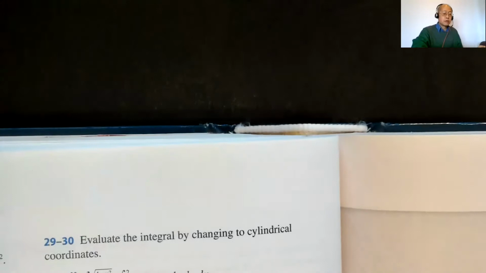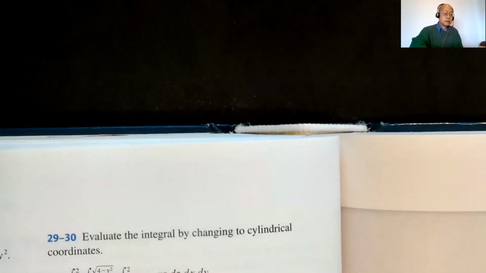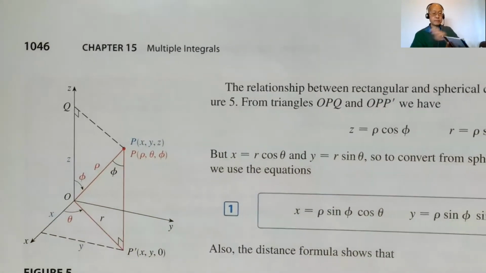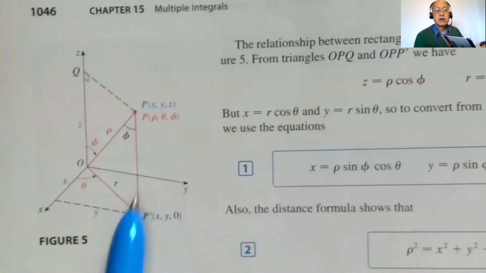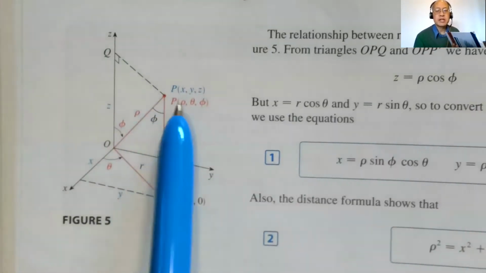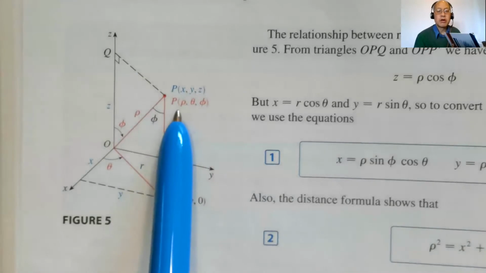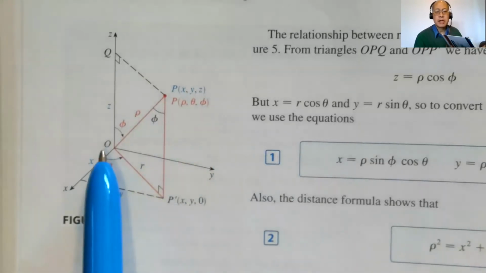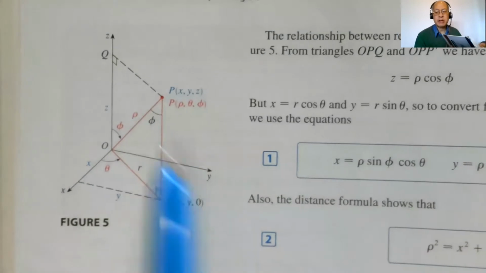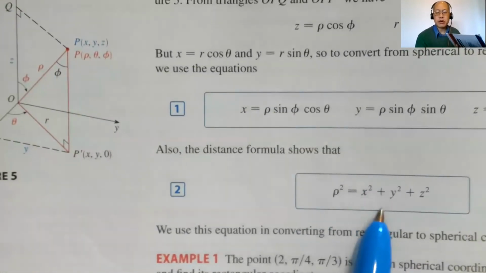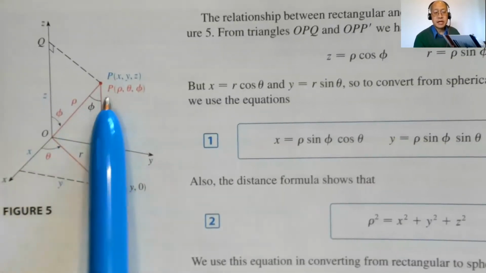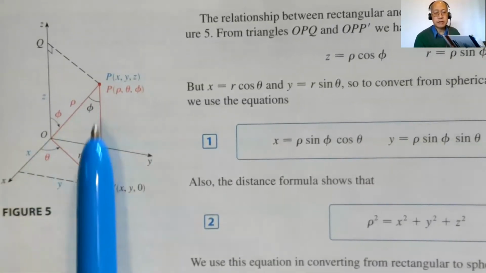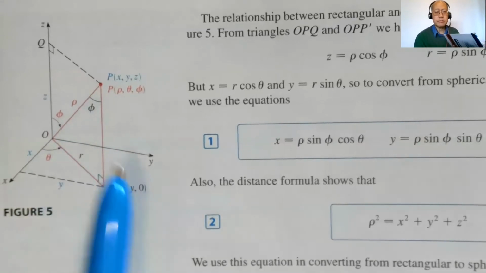Right, so how do we convert from one system to the other? On page 1046, look at this picture right here. You have the point x, y, z in rectangular coordinates and rho, theta, phi in spherical coordinates. Well, by the three-dimensional Pythagorean theorem, rho squared equals x squared plus y squared plus z squared. Put that on your cheat sheet. So this distance can be thought of as x squared plus y squared plus z squared equals rho squared.